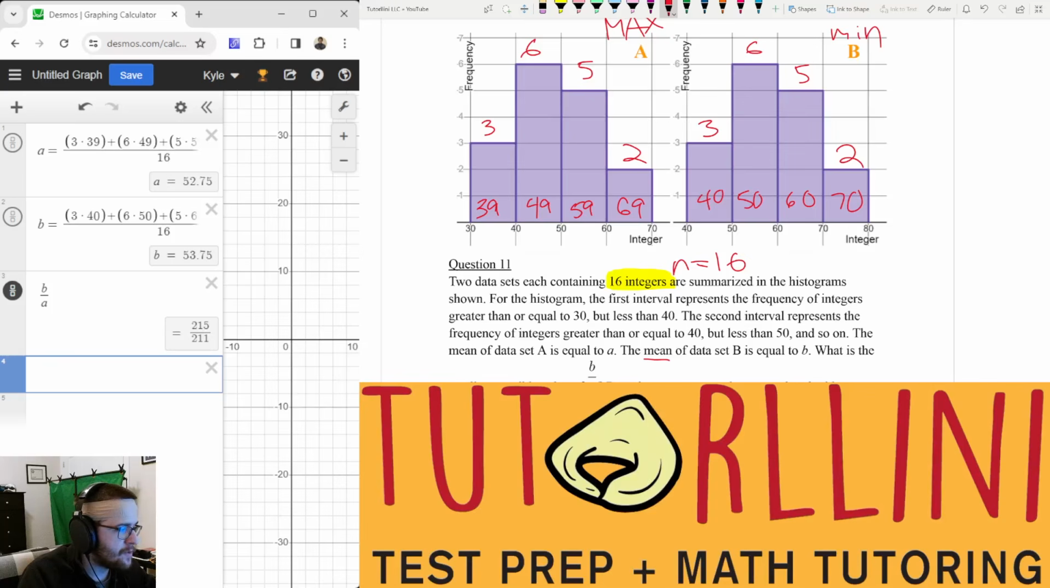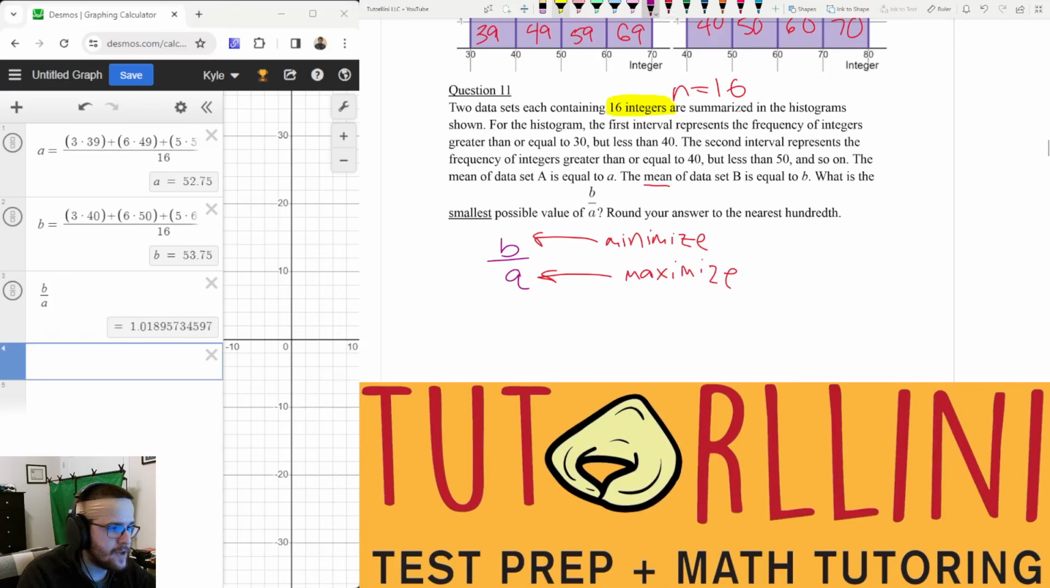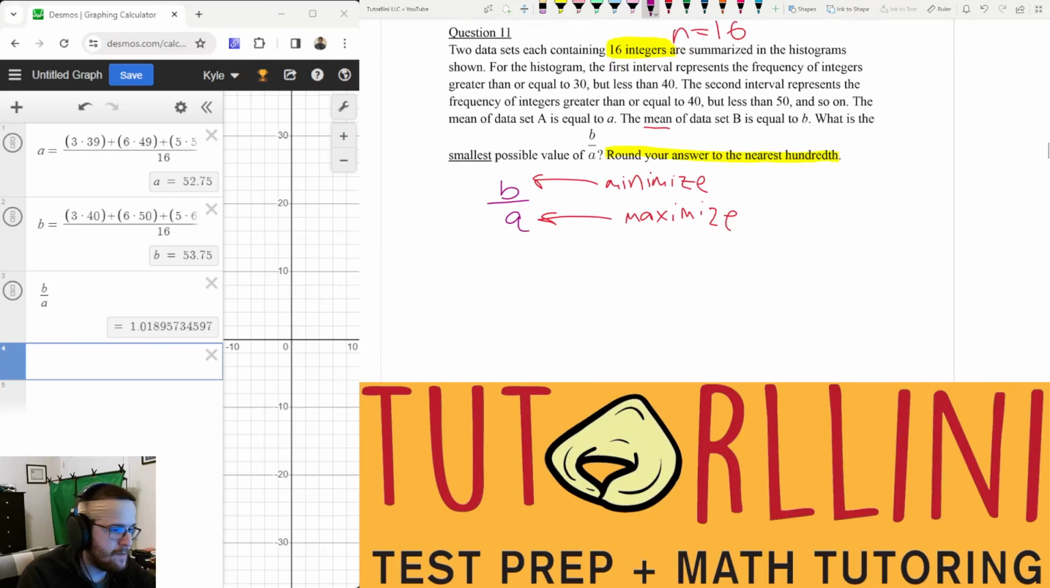You see, if I made this a fraction, the reason why I asked you to round here is because if you made this a fraction, this would not fit in the Blue Book app. It's too many characters. 215 over 211, too many characters. So let's go to the 100th. That's 1.02, since the question told us to do that. If it didn't tell us to do that, we would just keep typing until we run out of room.